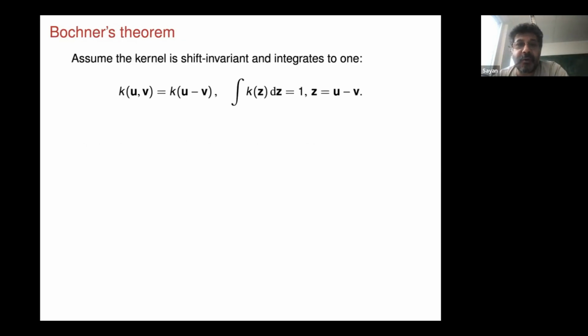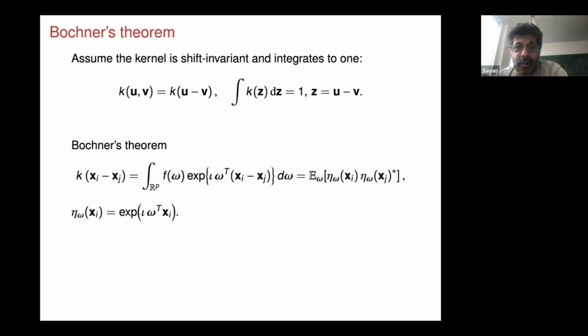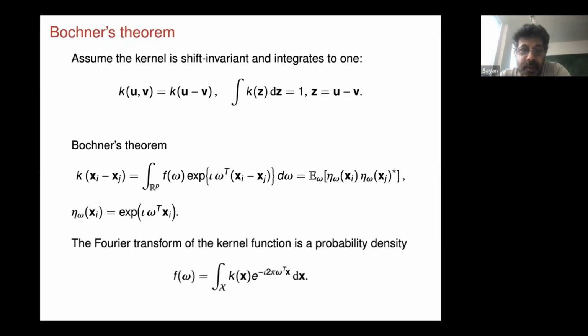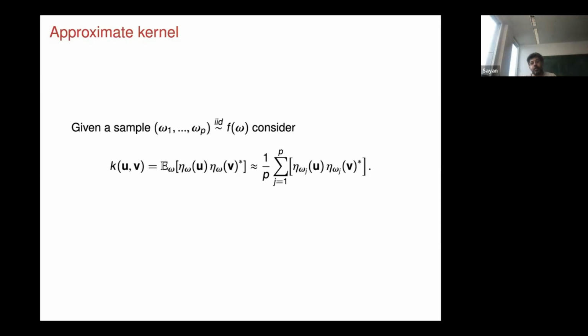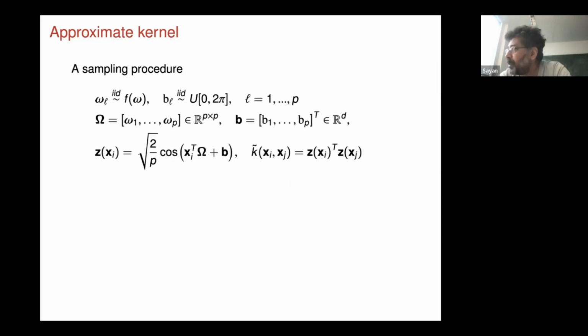So if you assume the kernel is shift invariant and integrates to 1, you can rewrite the kernel and expand it in terms of random Fourier coefficients. And this is called Bochner's theorem. Okay, so this is basically nothing but a Fourier transform of a kernel. And then you can write down the kernel as an inner product between the Fourier coefficients. And that's just what we wrote down here. So the idea behind random Fourier features is that you pick your frequencies IID, you pick the offset, again IID, and you just write down this transformation Z.